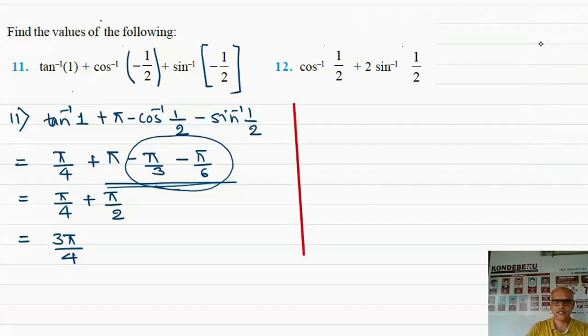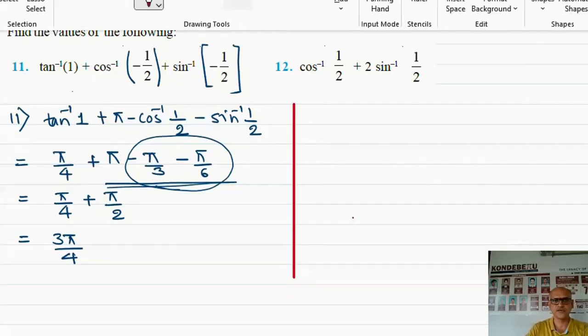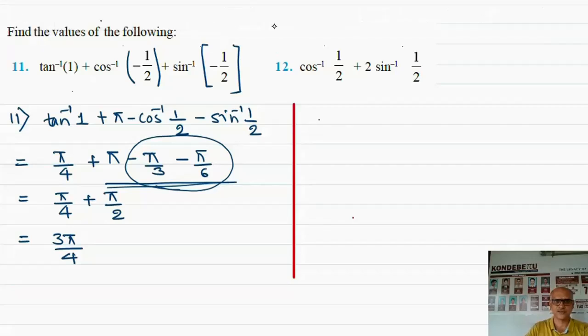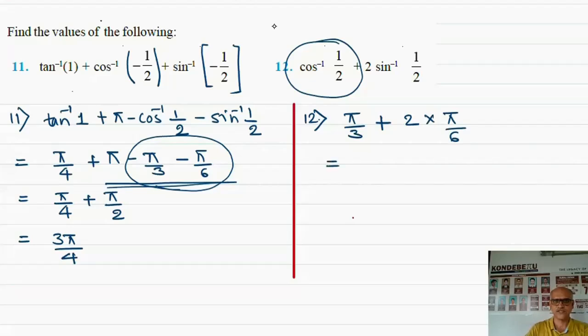Now I will take the second. If I take the second one, cos inverse 1 by 2 plus 2 sin inverse 1 by 2. So this is the 12th one. Cos inverse 1 by 2: when will the cos value be 1 by 2? At 60 degree. 60 degree in radian means pi by 3, plus this 2 as it is. When is the sin value 1 by 2? 30 degree. 30 degree means it is pi by 6. So if you simplify, the 2 and 6 cancel, and again you have pi by 3. So pi by 3 plus pi by 3 will be 2 pi by 3. So the answer is 2 pi by 3. Clear?